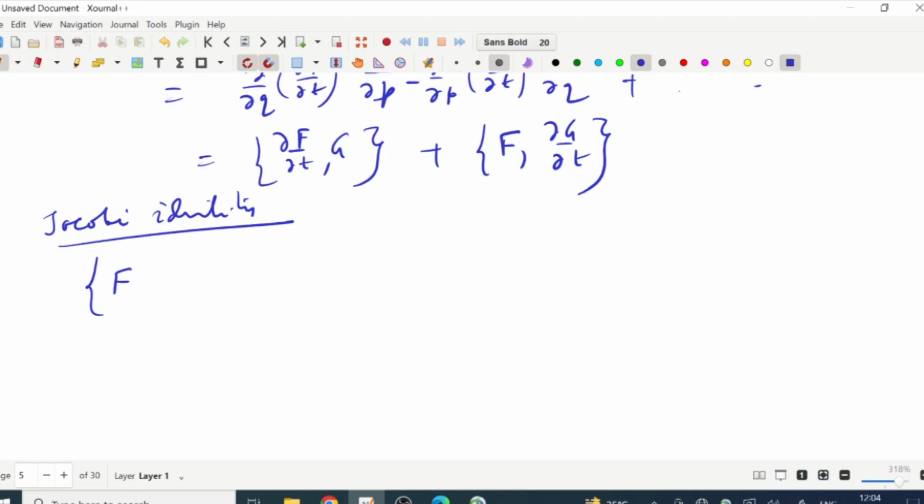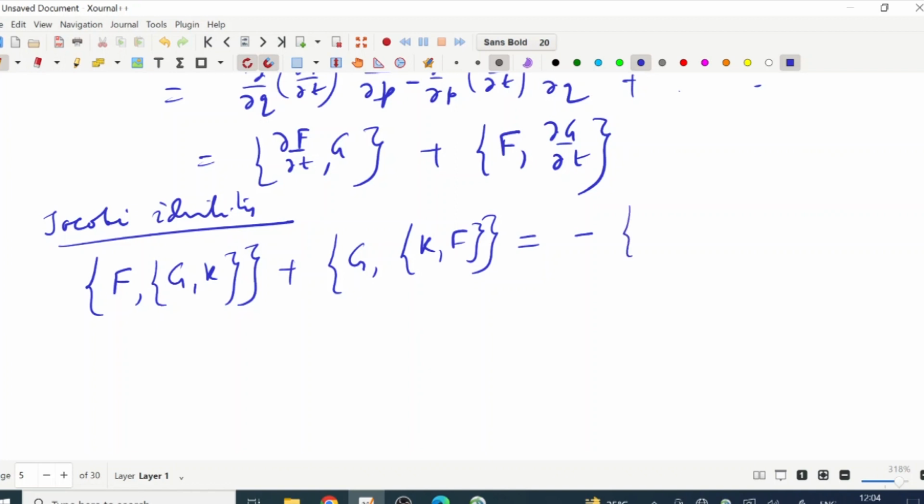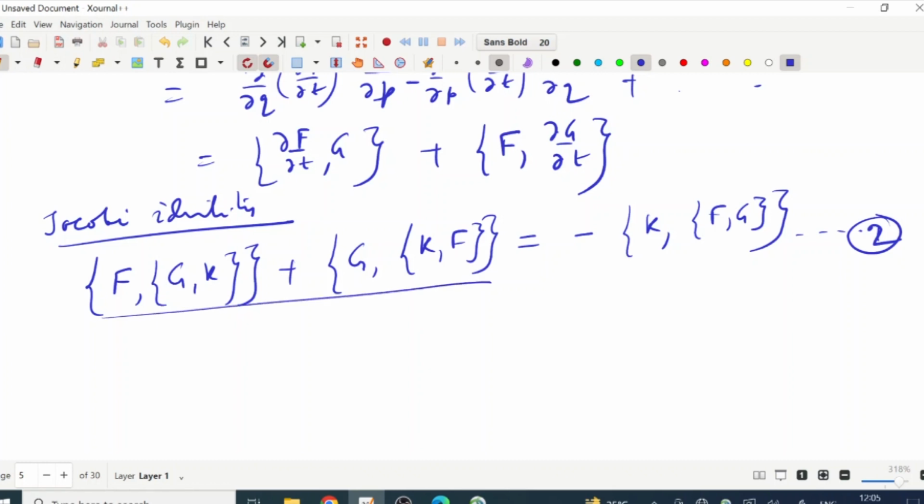So, f comma g k, this Poisson bracket, plus g comma k Poisson bracket with f will be minus of the last term. So, it will be minus k Poisson bracket with f and g. Okay. So, let us write this is equation 2. I have written the Jacobi identity, and just the third term I have shifted to the right hand side. So, now let us calculate these two terms and try to see whether we get that term.